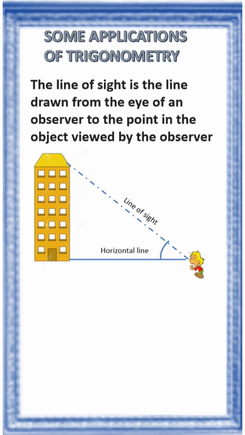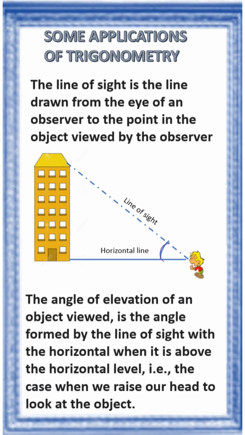Next thing is angle of elevation. This angle. Angle of elevation of an object viewed is the angle formed by the line of sight with the horizontal line when it is above the horizontal level. That is the case when we raise our head to look at the object.